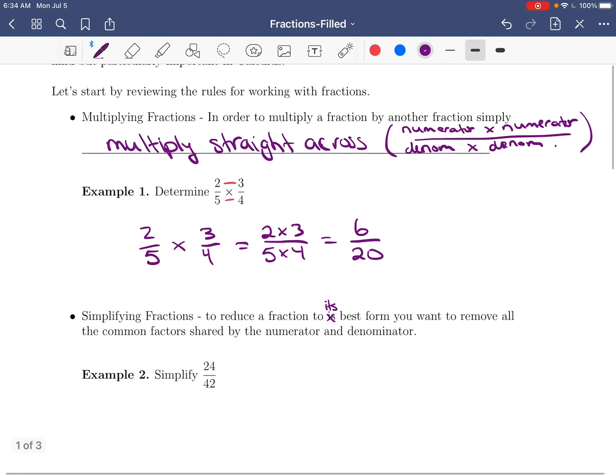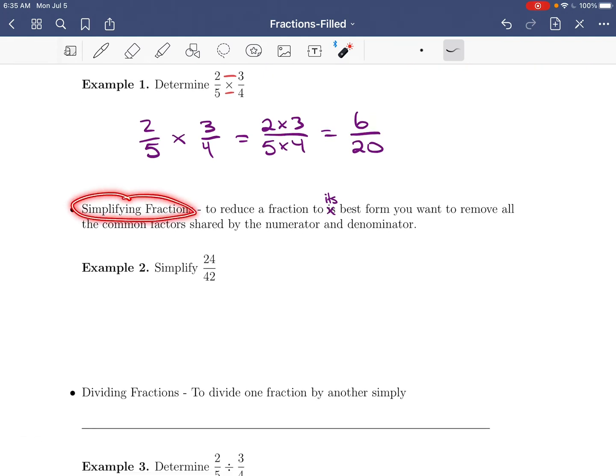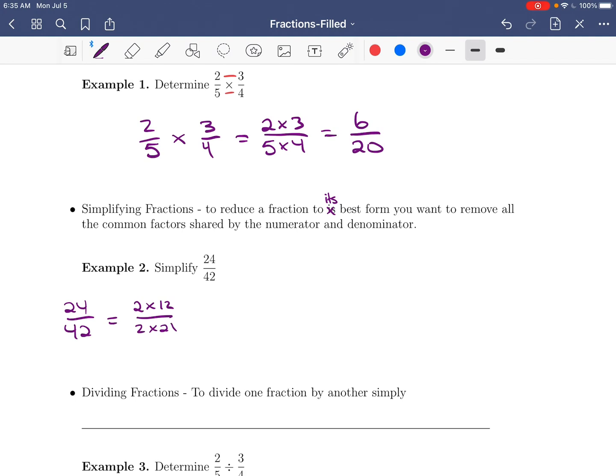Now, our next operation is simplifying fractions. We shouldn't really leave this one like this, because there are common factors here, but I'm going to leave that anyway and talk about how we would go about simplifying them, and then maybe we'll reduce it after. To simplify fractions, you want to reduce a fraction to its best form, removing all the common factors that they share in the numerator and the denominator. For instance, 24/42. I know that this is 2 times 12 over 2 times 21.